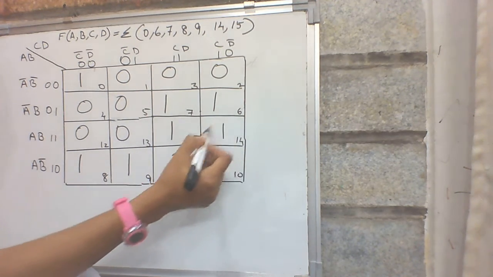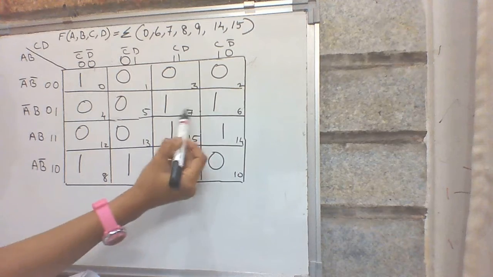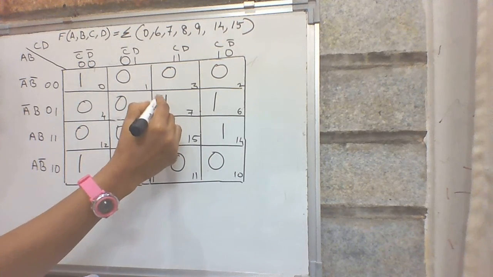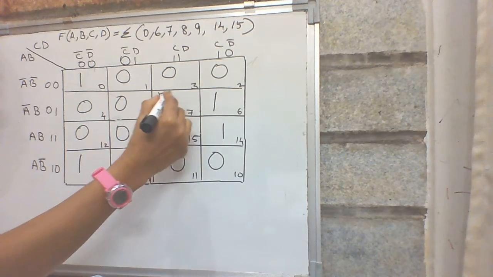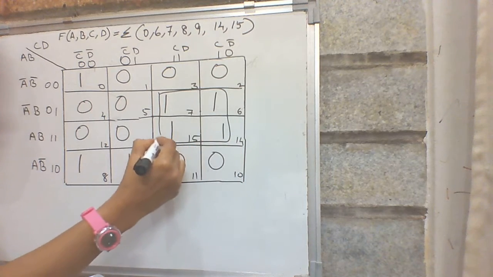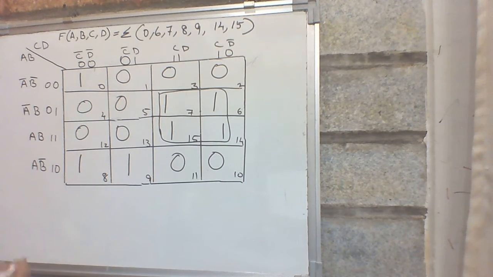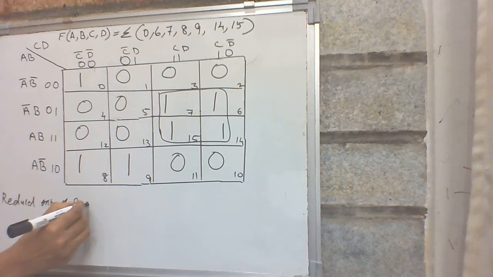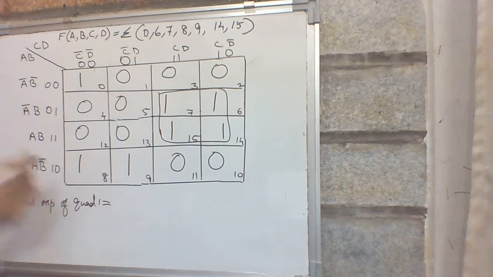See this 7, 6, 15, 14. 7, 6, 15, 14 is a quad. Then circle that quad. See, circle this quad. Then reduce the expression of quad 1. So can you find out the reduced expression?